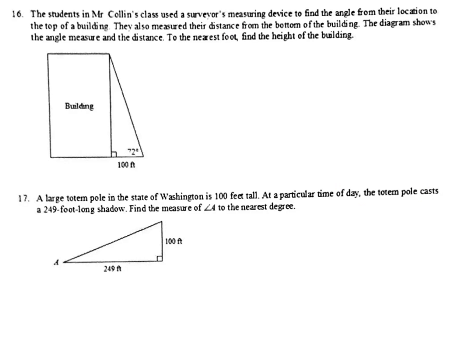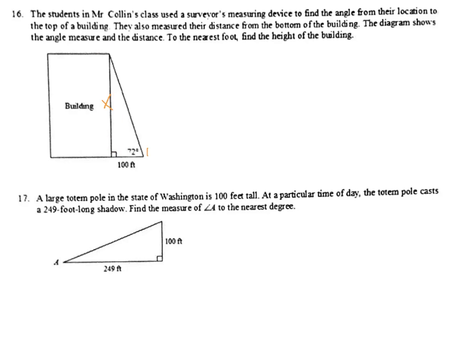All right, here we've got a word problem. The students in Mr. Collins' class used a surveyor's measuring device to find the angle from their location to the top of the building. They also measured their distance from the bottom of the building. The diagram shows the angle measure and the distance. Okay, so they've given you a diagram. This says 72. This is 100 feet. To the nearest foot, find the height of the building. So this is what we're looking for. So I'm going to write the variable x in there.